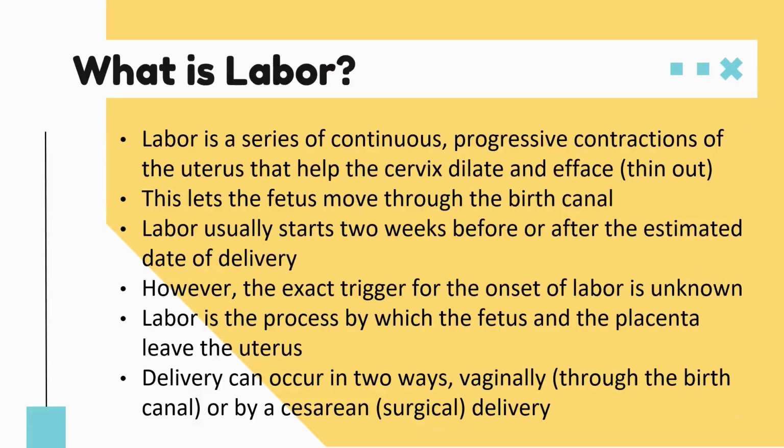Labor is a series of continuous progressive contractions where the uterus is pushing a baby out, the cervix is dilating, it's opening, and effacement is the thinning of the cervix. Traditionally in the medical culture in the US, we use cervical dilation from 0 centimeters, closed and not open yet, to 10 centimeters, meaning there's no cervix left around the baby's head.